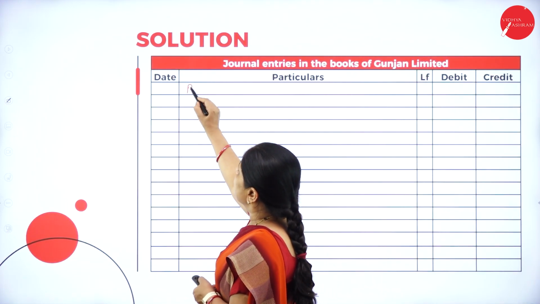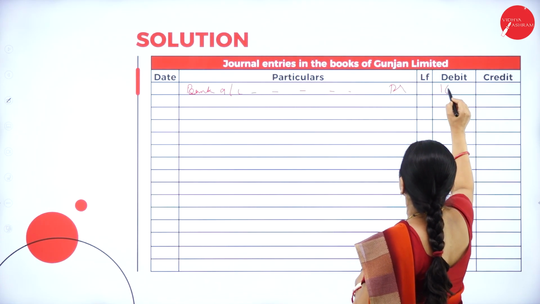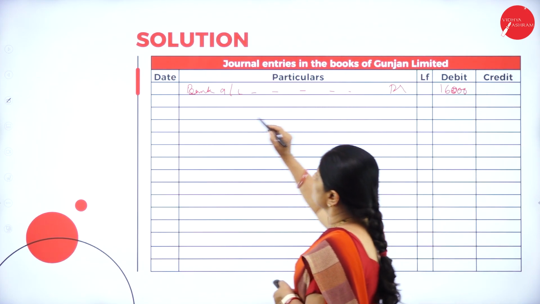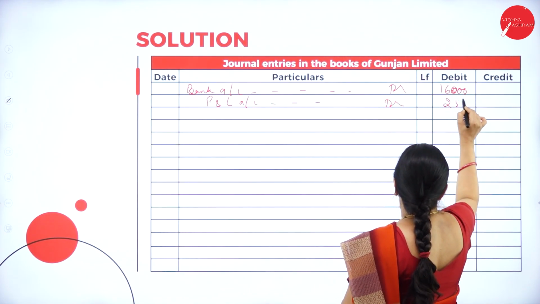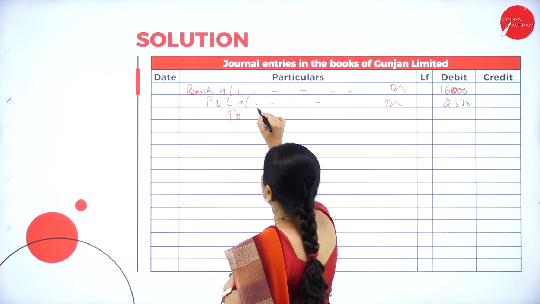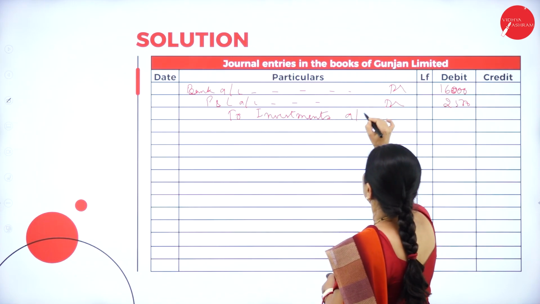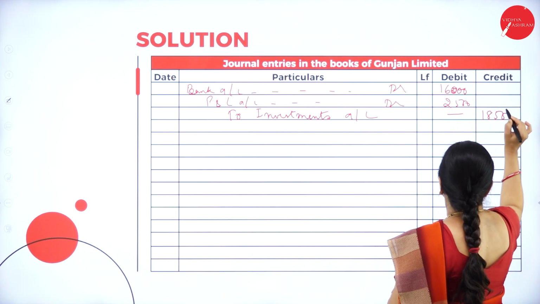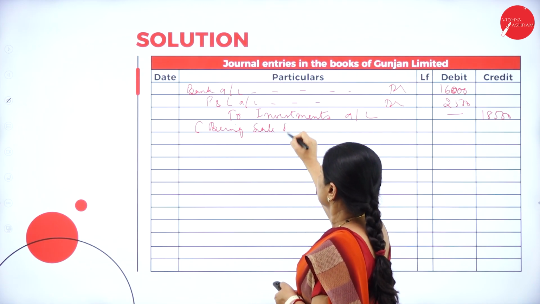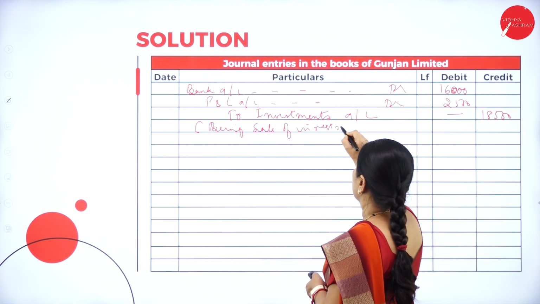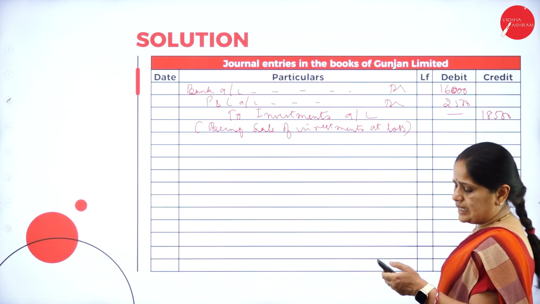So bank account debit 16,000, profit and loss account debit 2,500, to investments account 18,500, being sale of investments at loss. So we have sold the investment at a loss.